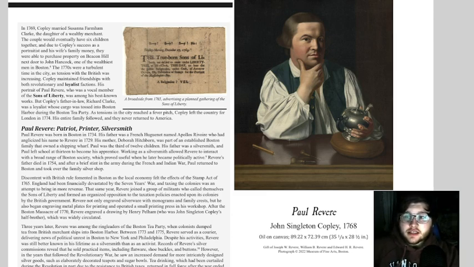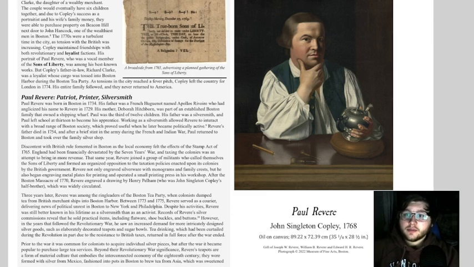The 1770s were a turbulent time in the city. As tension with the British was increasing, Copley maintained friendships with both revolutionary and loyalist factions. His portrait of Paul Revere, who was a vocal member of the Sons of Liberty, was among his best-known works. But Copley's father-in-law, Richard Clark, was a loyalist whose cargo was tossed into the Boston harbor during the Boston Tea Party. As tensions in the city reached a fever pitch, Copley left the country for London in 1774. His entire family followed, and they never returned to America.